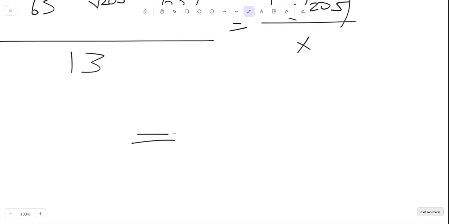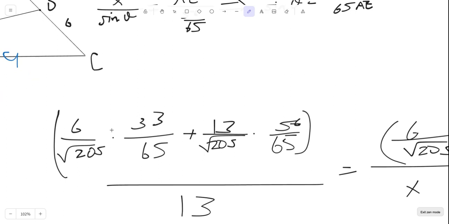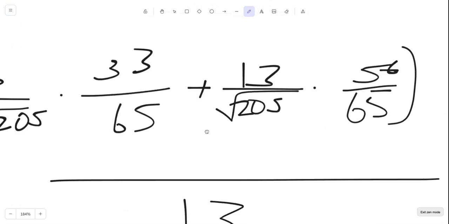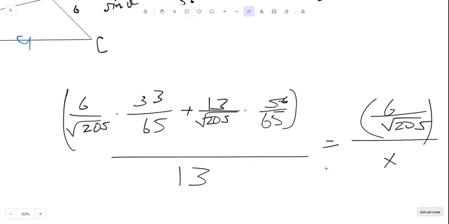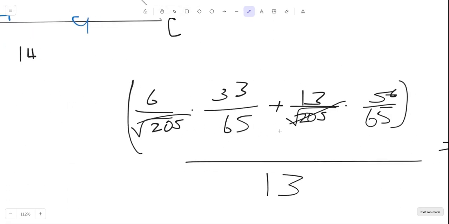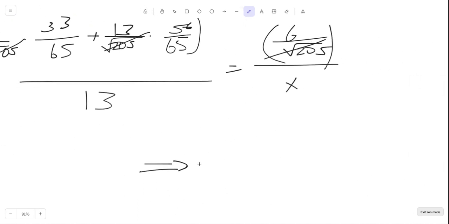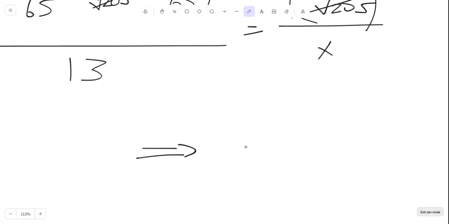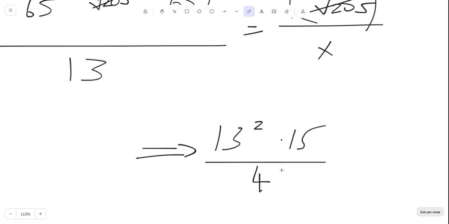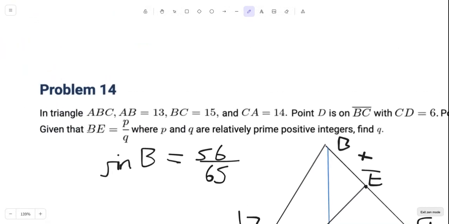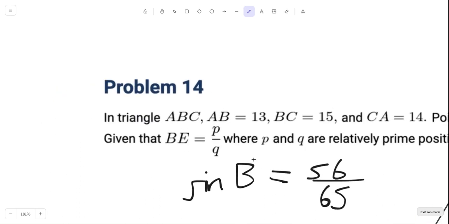And if you simplify that, this is basic multiplication. You can cancel out the 13, but here you can't, which is why you can't use a common denominator. But we can multiply both sides by root 205, and then take the reciprocal and multiply it by 6. If you factor it, you'll get this. Basic algebra from here. The reason I did that is because the problem asks for q, the denominator, and BE.